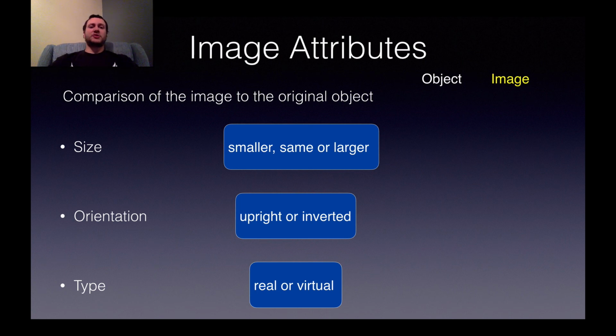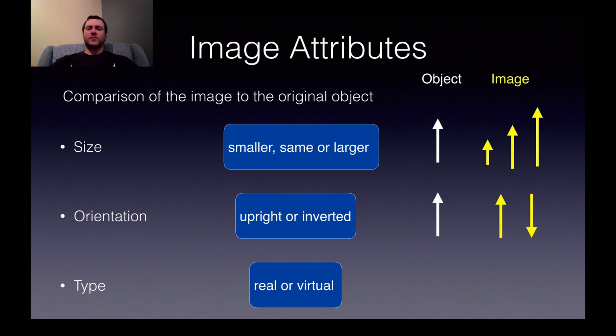The orientation of that image can either be upright or it can be inverted, which is a fancy term for saying upside down. An example of the orientation piece here would be you look in some kind of a mirror and you see yourself upside down, or you see yourself right side up. And then type is the hardest one, I think. You either have a real image or a virtual image. We'll get to that in a moment.